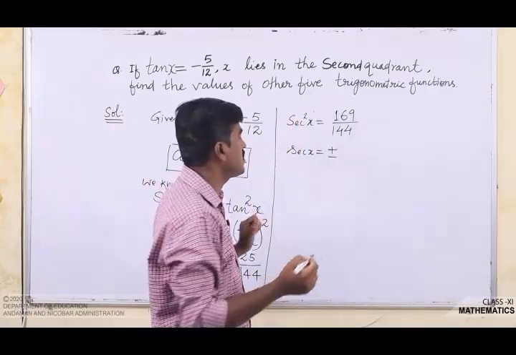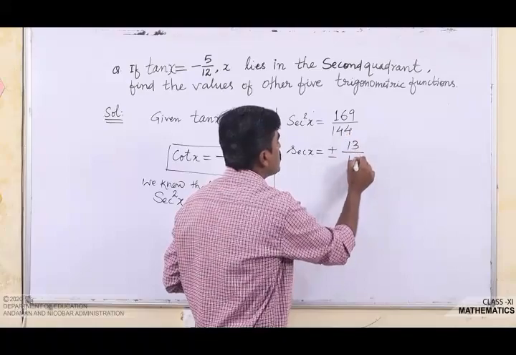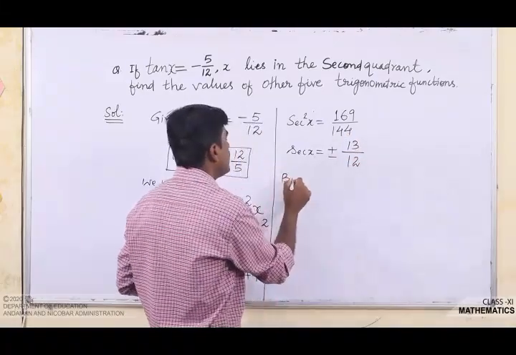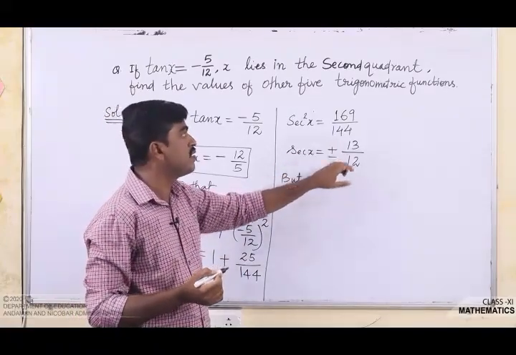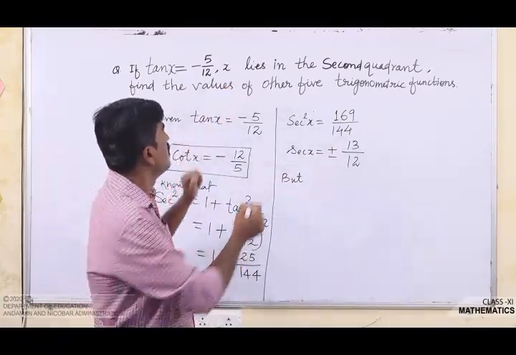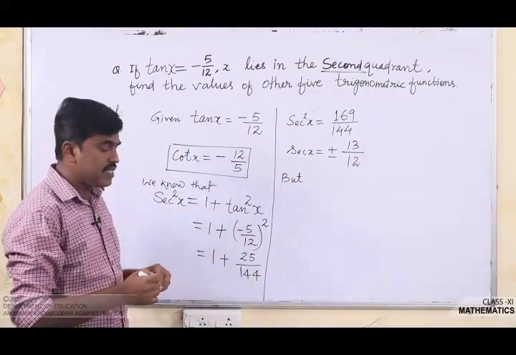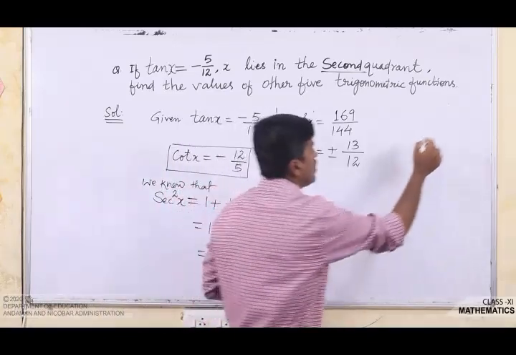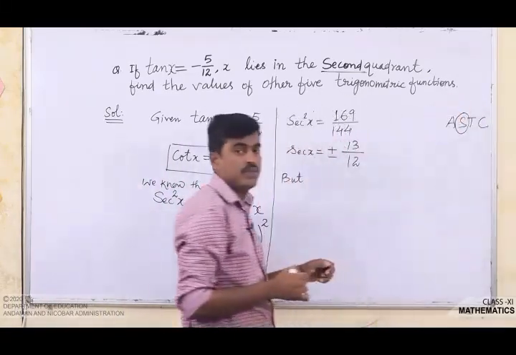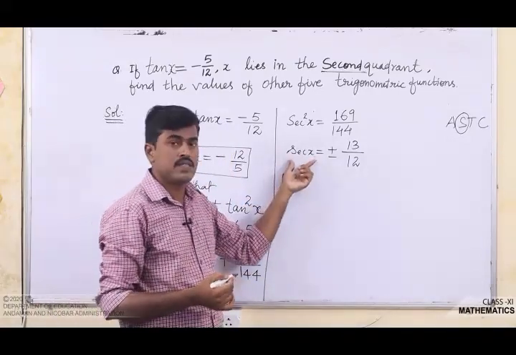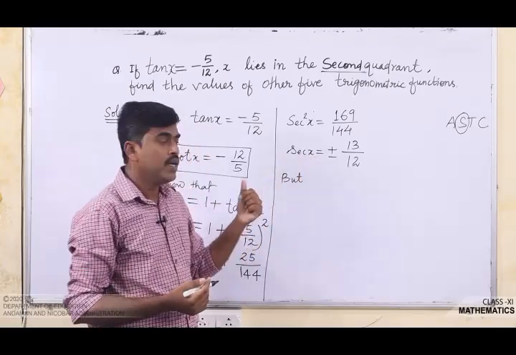So what is the square root of 169? That is 13. And for 144, it is 12. So we got the value of sec x as plus or minus 13 by 12, but x lies in the second quadrant. So we know that in the second quadrant, what is the rule? ASTC. In the second quadrant, sin is positive. So what about sec x? Sec x is negative there. Cos x is negative in the second quadrant, so sec x is also negative.